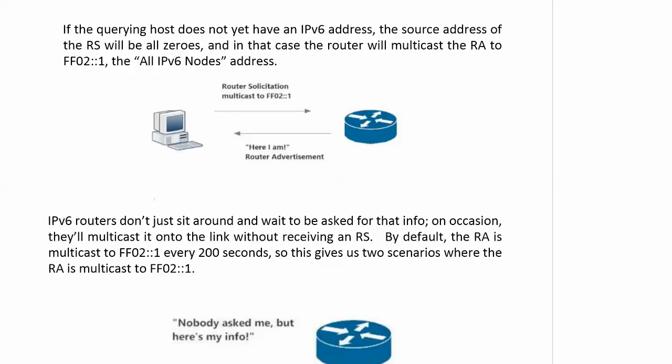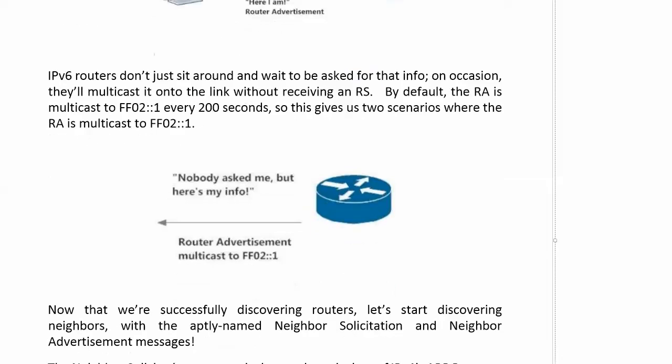Now, our routers are busy, but they're not just sitting around waiting to be asked for this information. On occasion, they're going to multicast it onto the link without receiving an RS. So it's an unsolicited router advertisement. It's the router saying, hey, nobody asked me, but here's my info in case somebody needs it. By default, the RA is multicast to FF02::1 every 200 seconds. That's really all there is to it. And like I said, there's some more information there that we're going to use in a little while in another video. But as far as the router solicitation and advertisement, that's all there is to it.